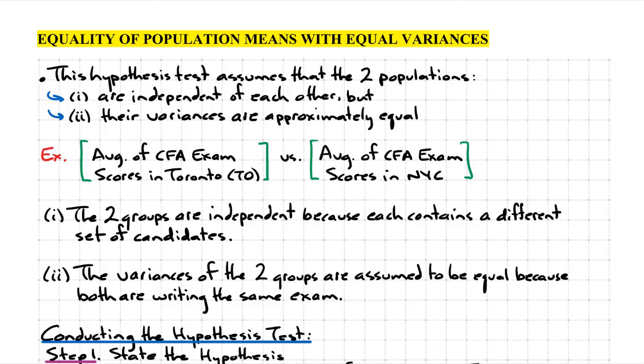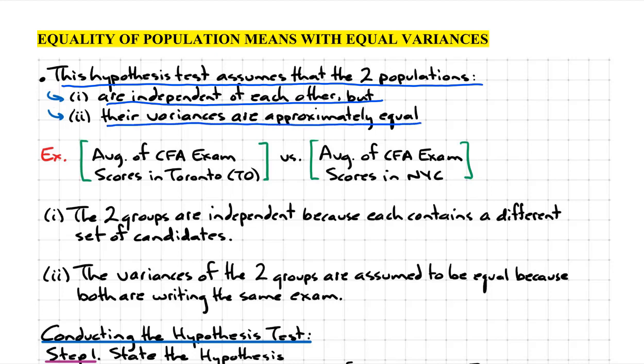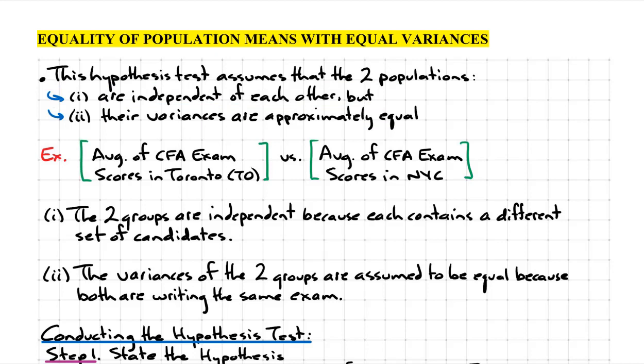Equality of population means with equal assumed variances. This hypothesis test assumes that the two populations are independent of each other, but that their variances are approximately equal. So the best way to grasp this is by looking at a real-life example.